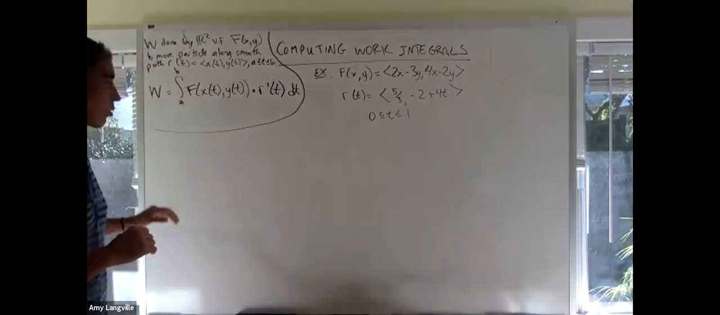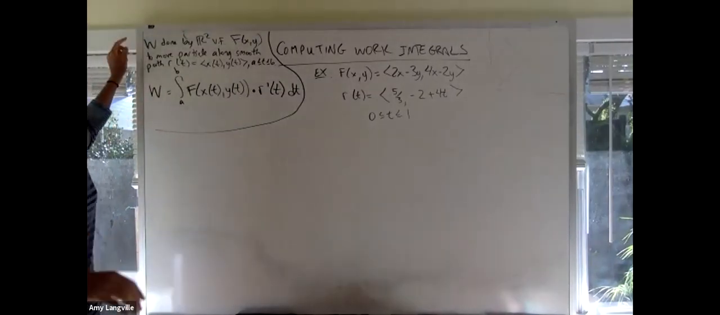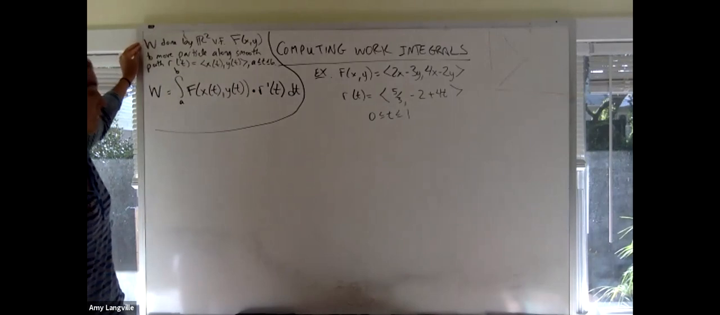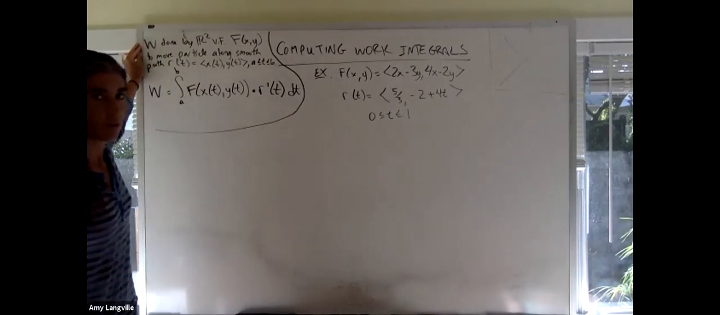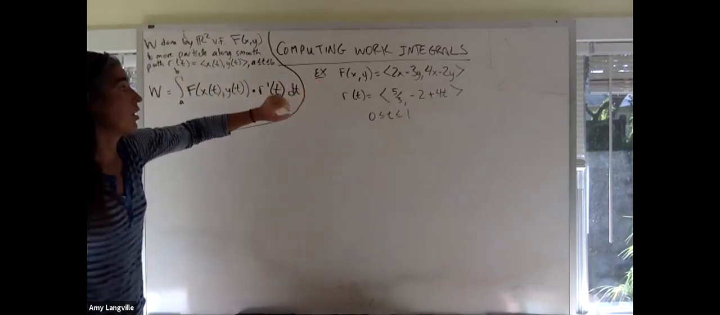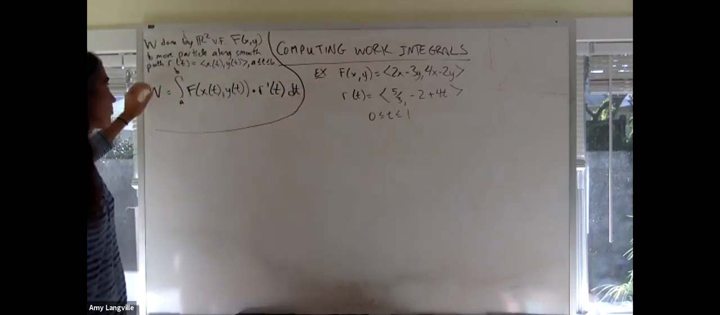Okay, so here is our formula for the work done by an R2 vector field. And so we can have a similar formula for an R3, we'll get there. For now, we're going to look at this example, which is an R2 field that has a plane curve through it.